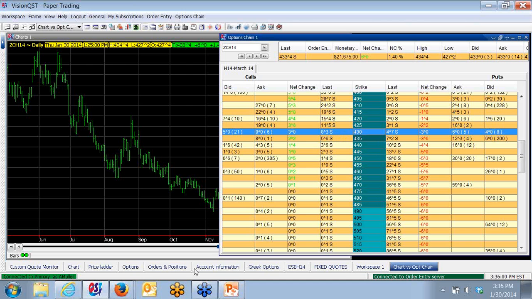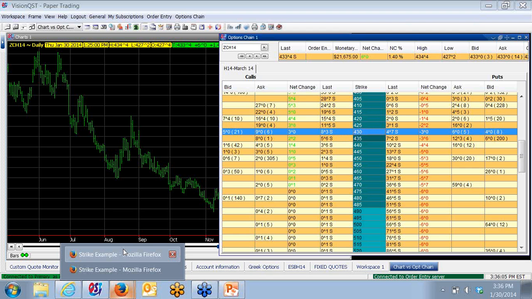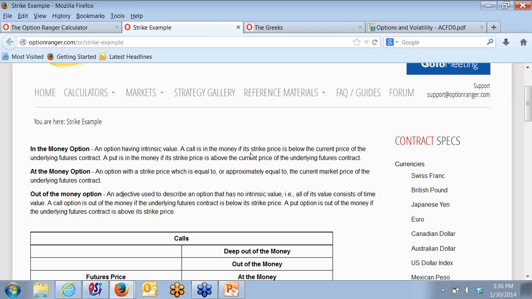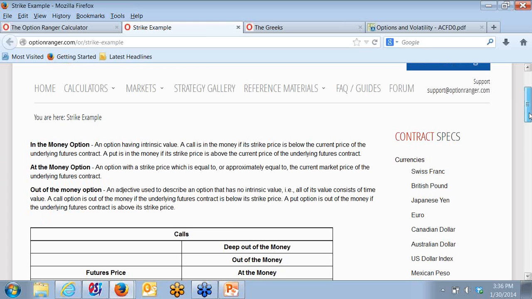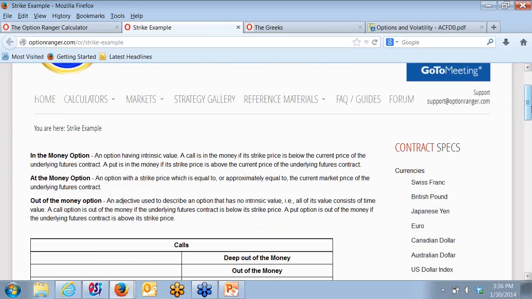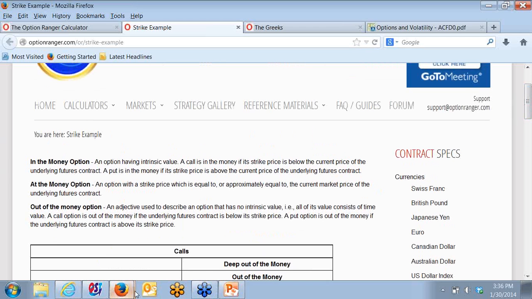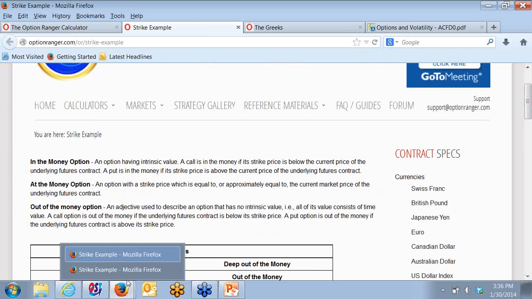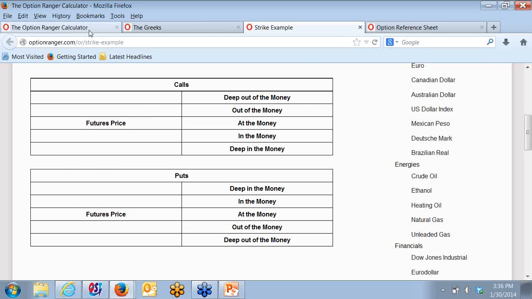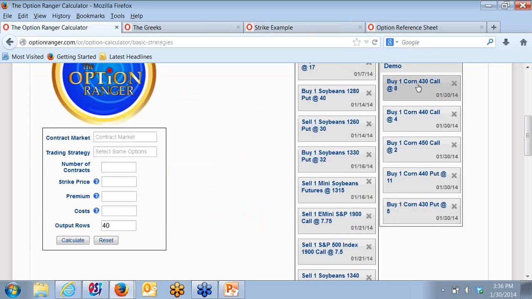So in a case like this, and if you look at your definition of in, at, and out of the money options, again, you're going to see that this would be an in-the-money option by 3.5 cents. The strike price is below the current price of the market in the case of a call, and the difference, which is the volatility value, is approximately 5 cents. If we take this trade now and we take it to the option calculator, I believe we didn't have the settlement prices when we input it, so we input it as 8 cents.